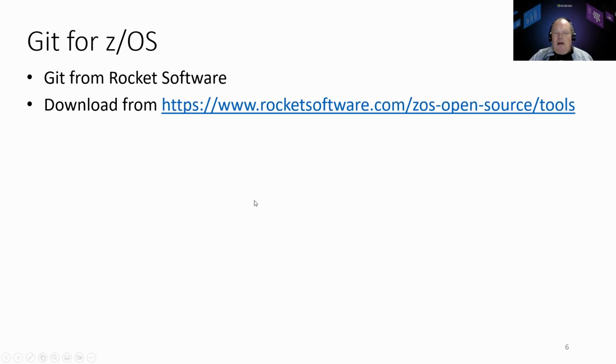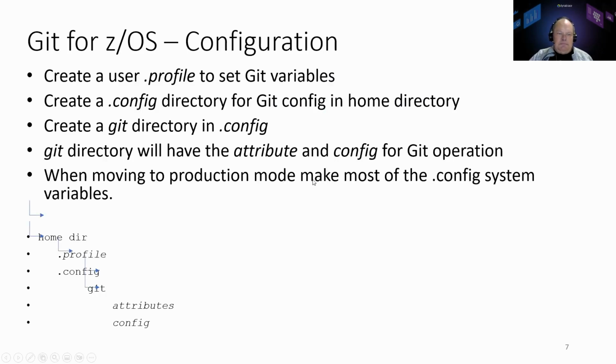We got our Git from Rocket Software. There's a link to the Rocket API tools. We're going to talk about this in the presentation, and I'm going to give you some ideas of how to configure all these real quickly. These are more to go back and look at later on if you're trying to do this yourself. Git for zOS needs a profile, a config, and a directory, and down here at the bottom is how the directory looks. You have a home directory, a profile, a config, and an attributes.